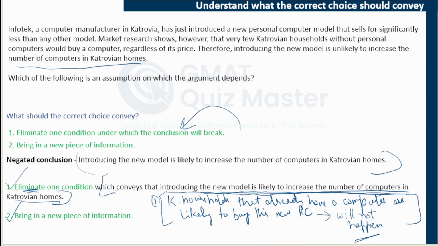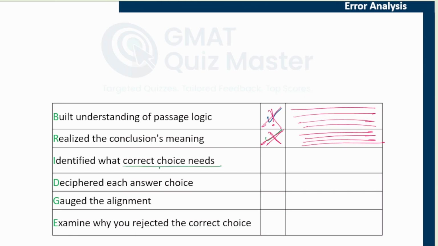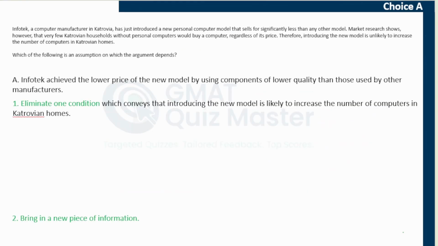Now, even if you do not pre-think, you have a clear understanding of what to expect from the correct answer choice. If your understanding of what the correct answer choice needs to convey was correct, then mark a tick here. However, if you had any misunderstanding or you missed a step or you understood incorrectly what the correct answer choice needs to convey, mark a cross here and write down the exact reason. Now, you understand what the correct answer choice needs to convey. So let's evaluate each answer choice one by one and find out which one actually conveys the same.